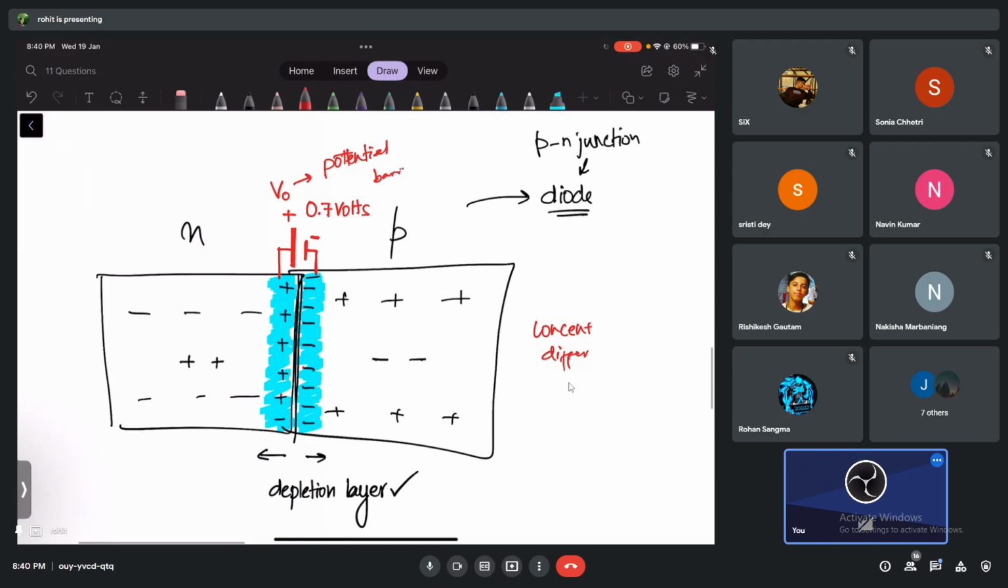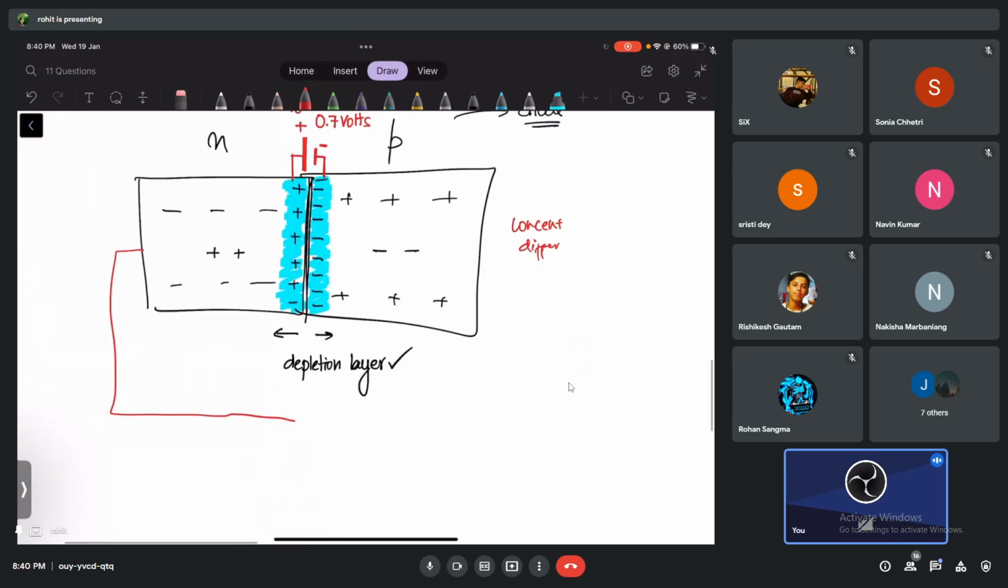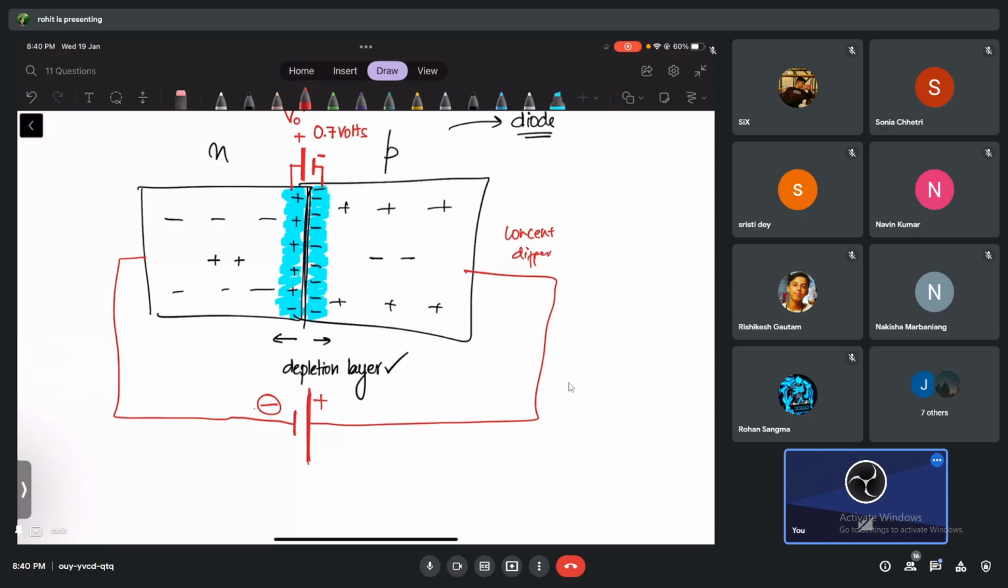Because now I can come back and apply a real battery, such that I take the N type connected to the negative terminal of the real battery, and the P type connected to the positive terminal of the real battery. You know what will happen now? You tell me. From the N side, who will try to go to the P side? Electrons or holes? Electrons.